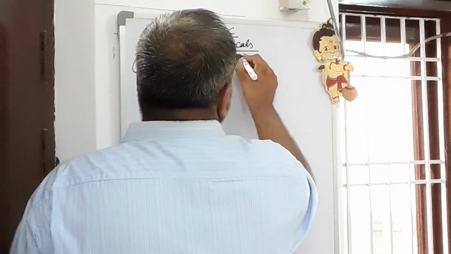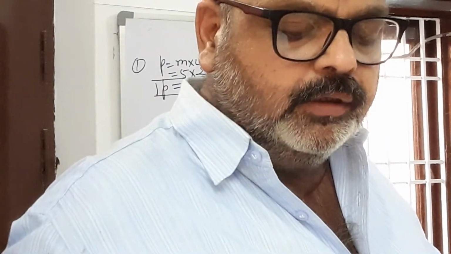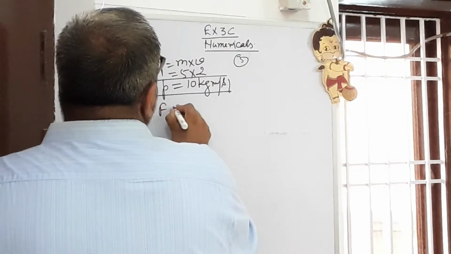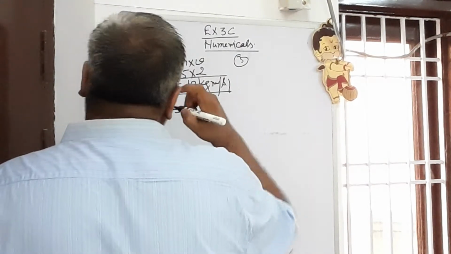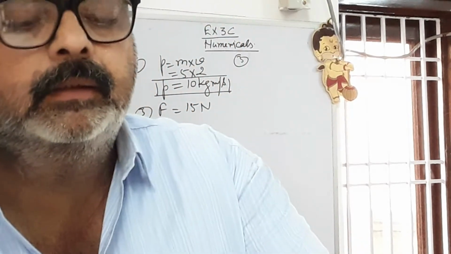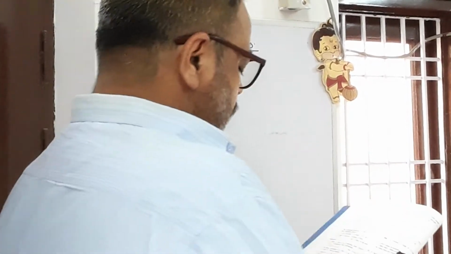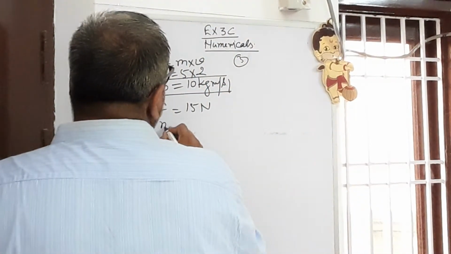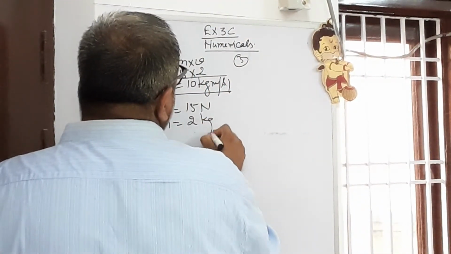Question number 3. A force 15 Newton acts on a body of mass 2 kg. Force 15 Newton, mass 2 kg.